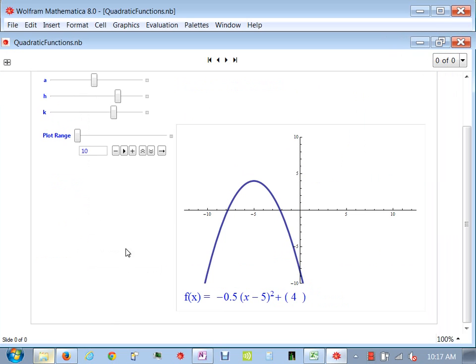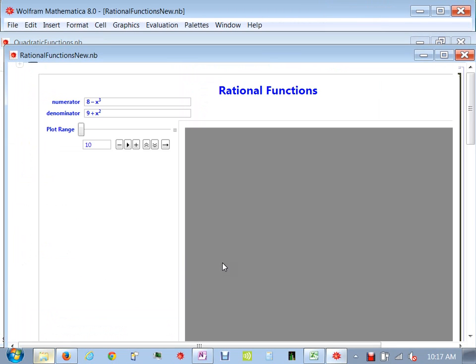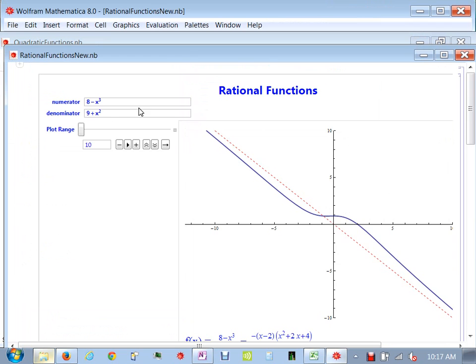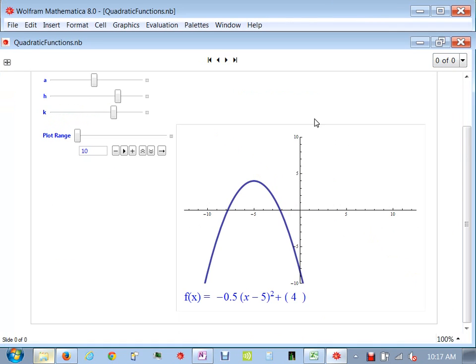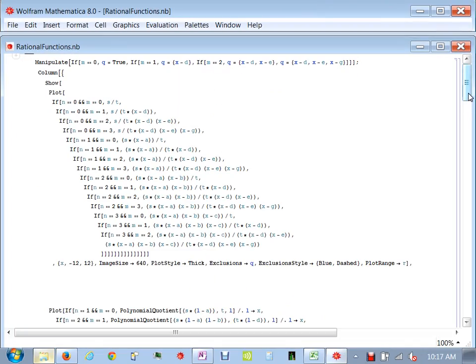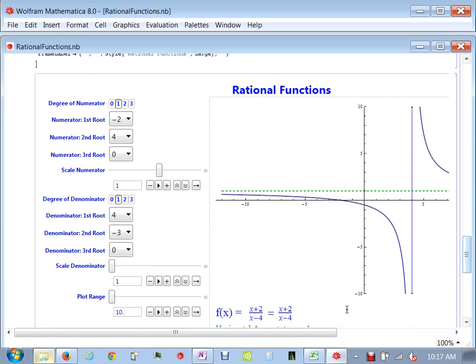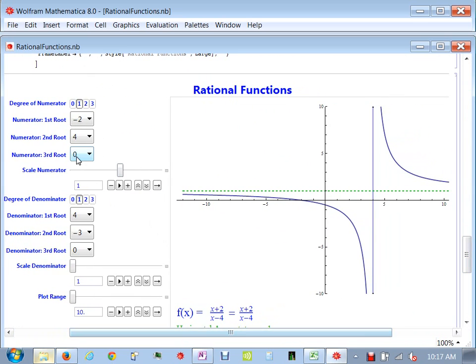And then after that, do you really want to see this or not? I didn't even ask. This is a rational function. Oh, you know what? I don't like that one. Come on, give us a good one. Oh, it's a code. This is a rational function.